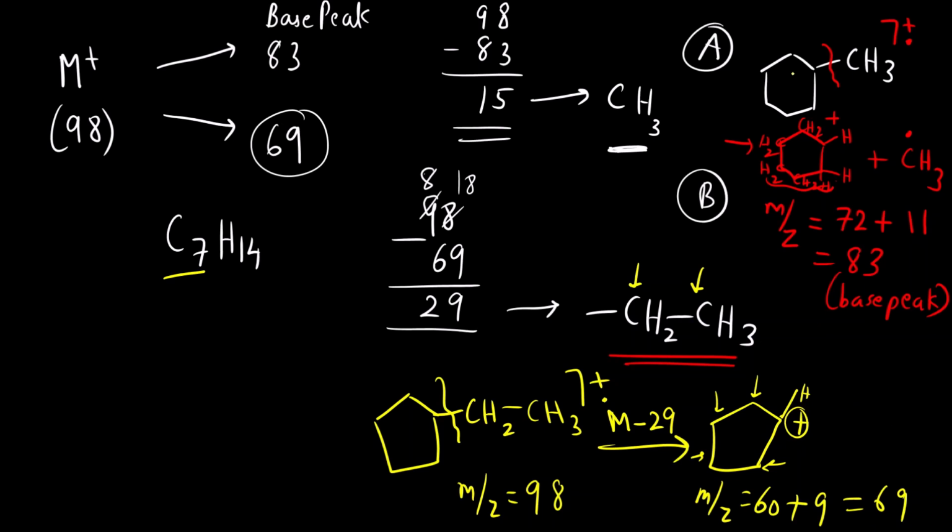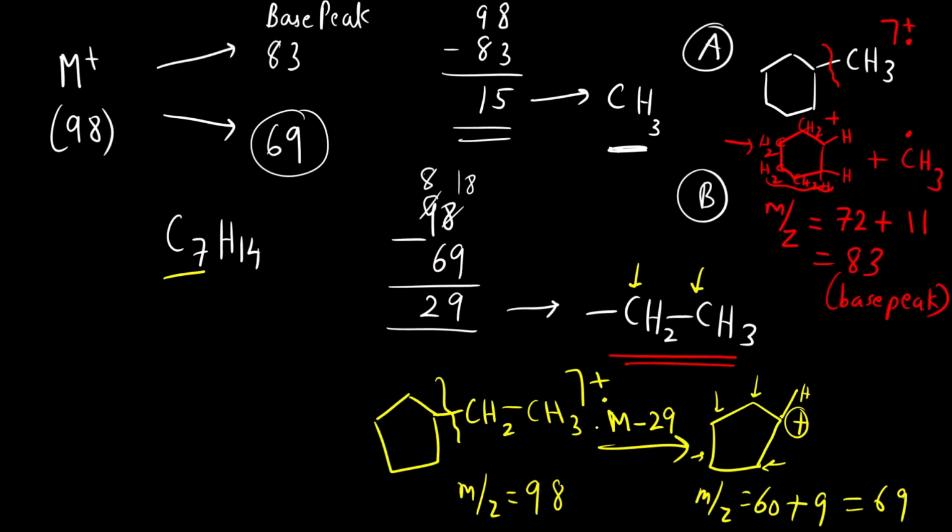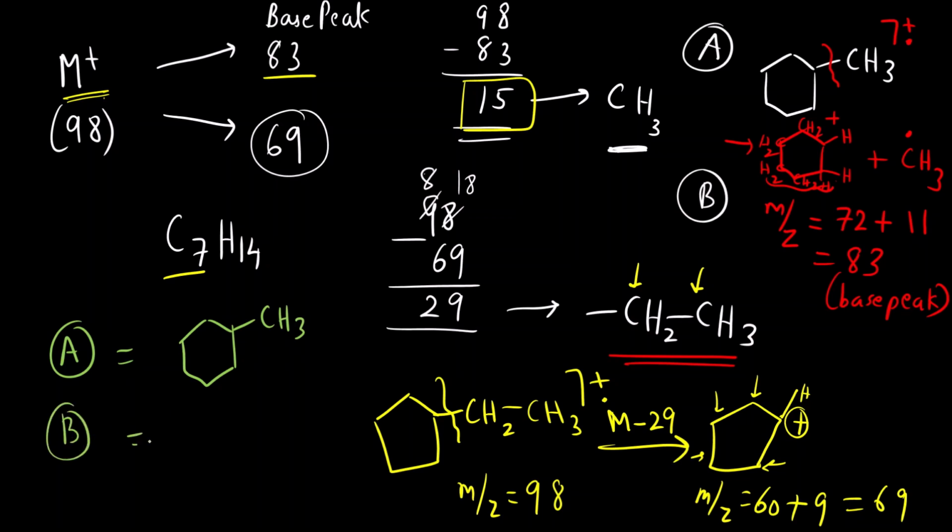So in this way we can confirm using the rule of 13. What we did: first we calculated the molecular formula, then we found the degree of unsaturation to find out whether any ring or double bond is present. It is a cycloalkane, so a single ring is present. Then you find the difference in mass between the base peak and the molecular ion peak to find out which fragment is missing. So the correct answer: compound A is methyl cyclohexane, and compound B is ethyl cyclopentane.